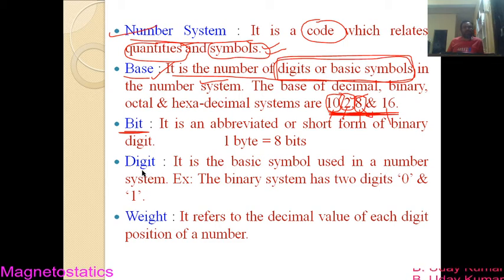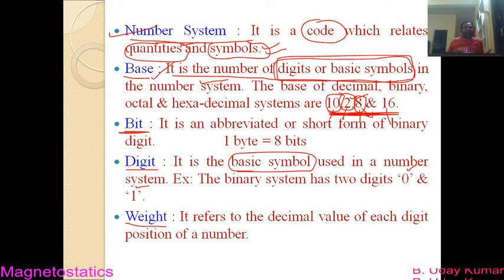Digit is nothing but the basic symbol that we use in a number system, so we call it a digit. That means this is also over. It is nothing but the basic symbol that is used in a system. So 0 is called a digit, and 1 is called a digit again, so please check. And then the next one, weight.